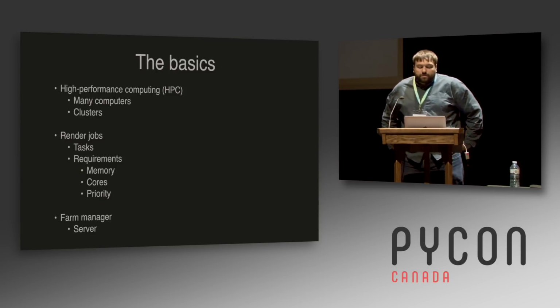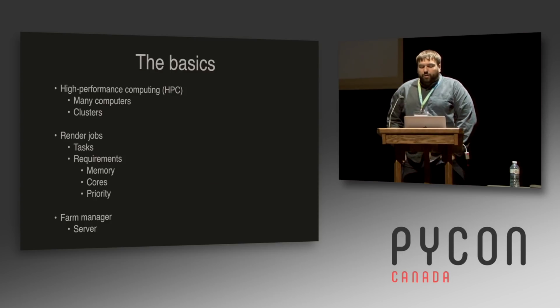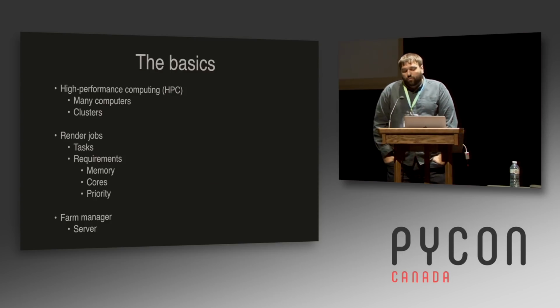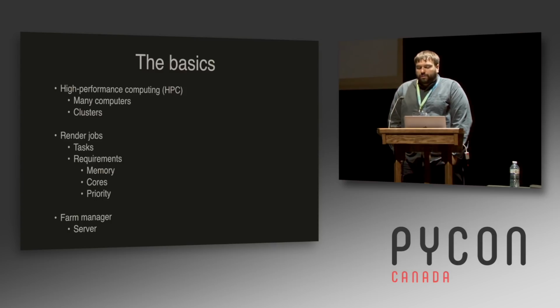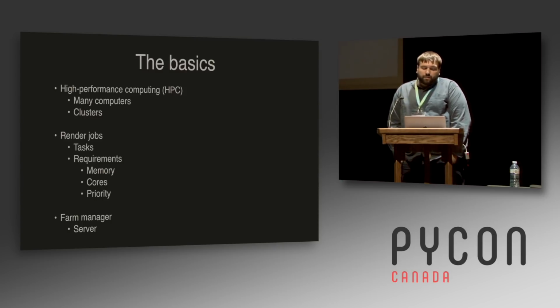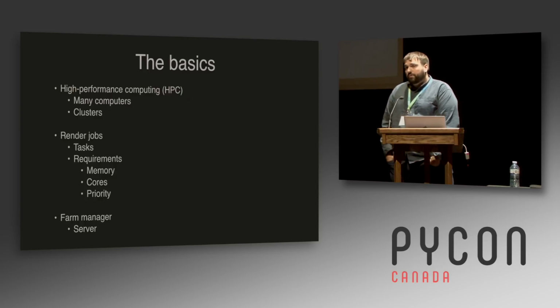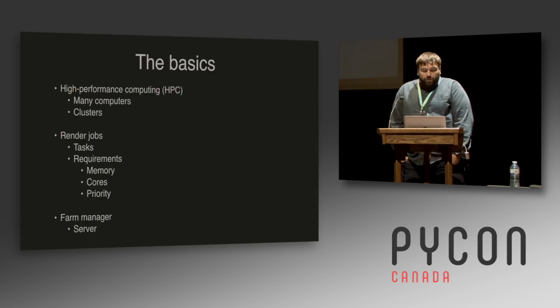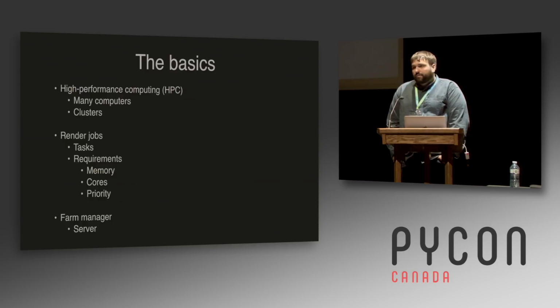Render farms are used for high-performance computing. They are formed of many computers, or what we call render nodes. Those render nodes are then split into clusters. A cluster of slow computers can be used for rendering images with a low level of detail, for example. Or we can also have show-based clusters like the VFX PyCon cluster.